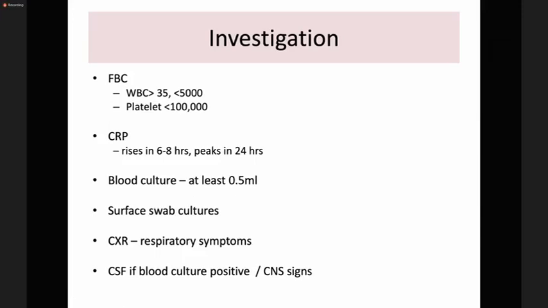Then swab cultures like umbilical swab, deep ear swab. Soon after birth, if we get the baby, we can do swab cultures to see what sort of colonization is there on the skin. Then chest x-ray for respiratory symptoms. CSF we do if the blood culture is positive or if there are signs and symptoms suggestive of meningitis.